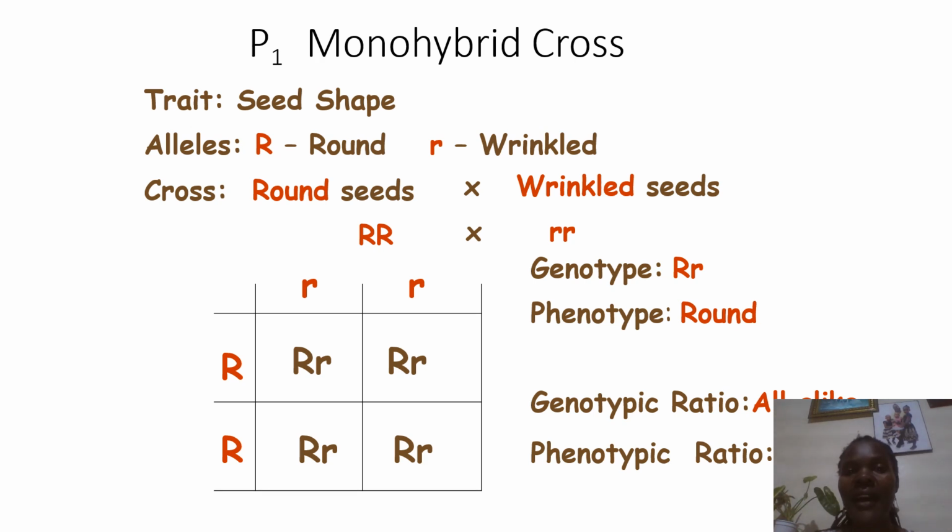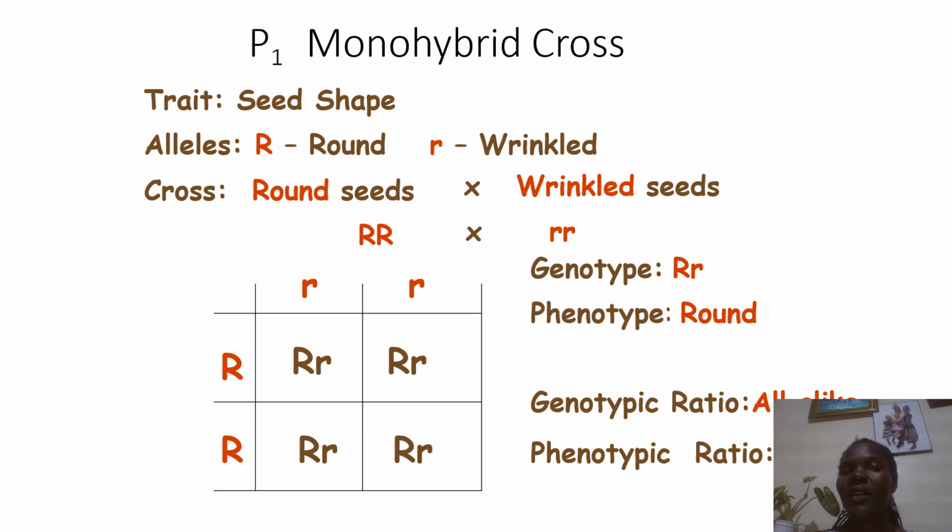The capital R will go for the round. So the allele for the round is the capital R. Then the small r will represent wrinkled. That is the recessive allele. The dominant allele, capital R, will go for the round. The recessive allele, small r, will be for the wrinkled.